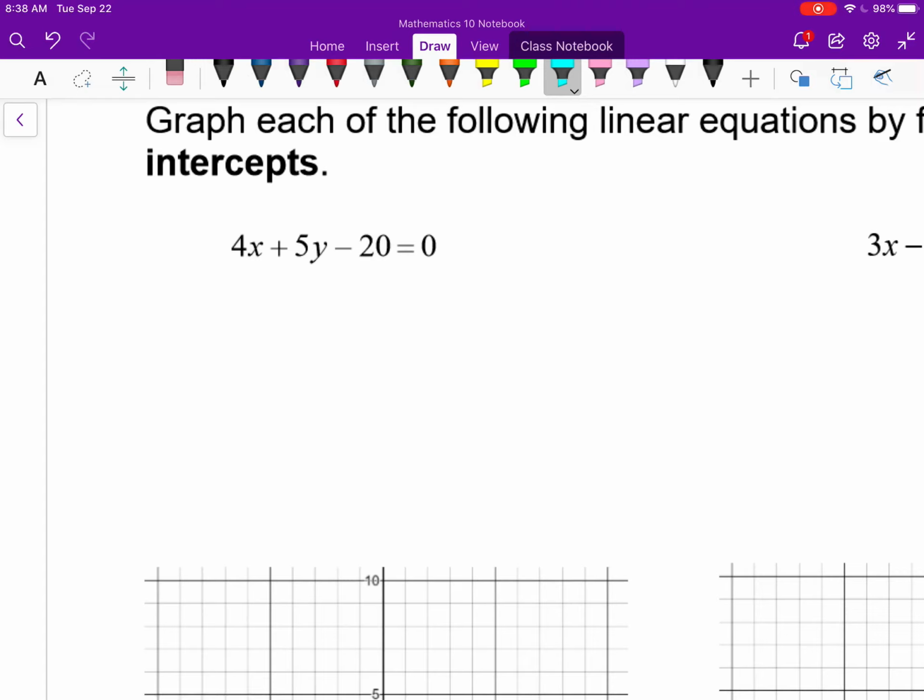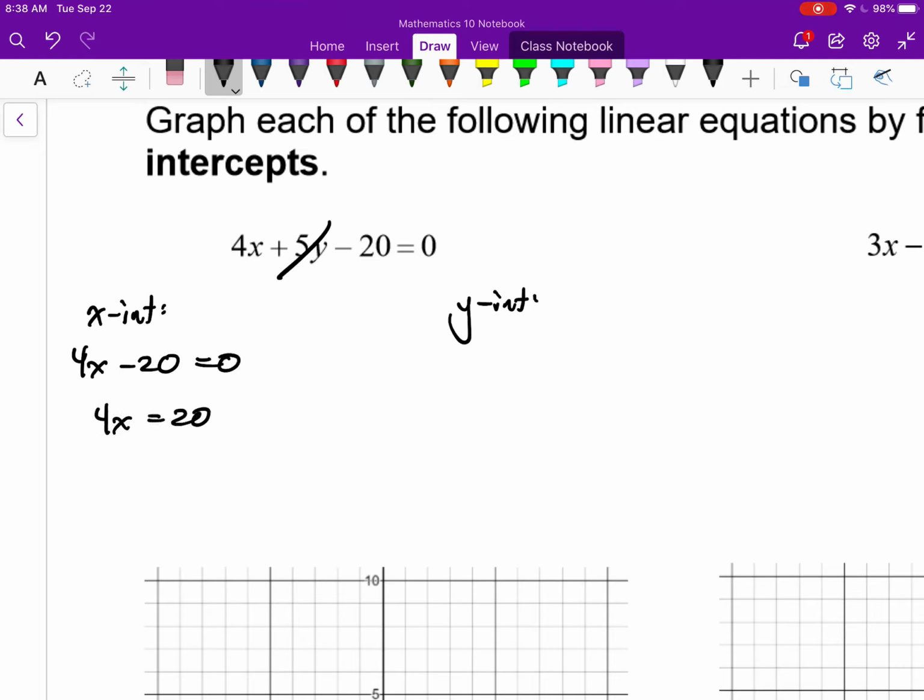Let's start with 4x plus 5y minus 20 equals 0. So I want to find the x-intercept first, although I could easily find the y-intercept first. Doesn't really matter. To find the x-intercept, I make y equal to 0. So I'm not even going to write that term out. I have just 4x minus 20 equals 0. If I add 20 to both sides, then I know 4x equals 20. Divide both sides by 4, x equals 5.